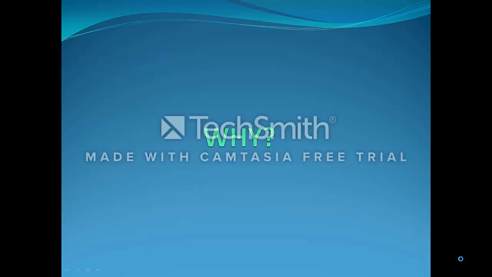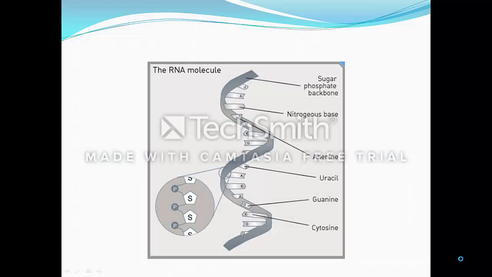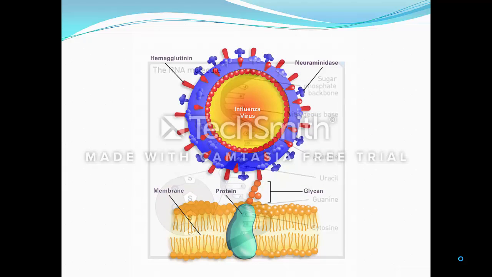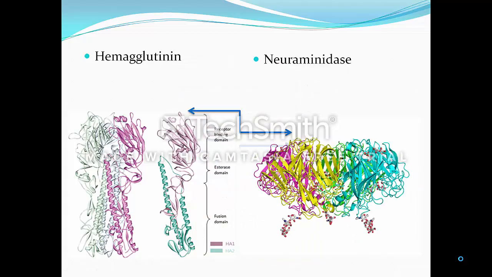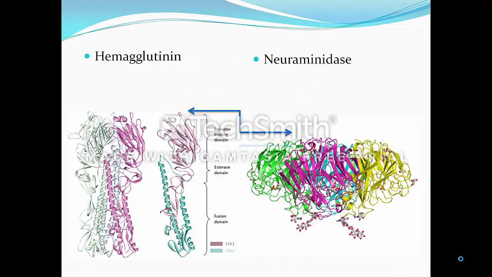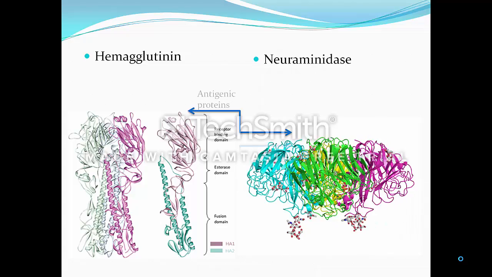So, why do we need an annual vaccine for the flu? The structure of the flu genome for A and B viruses consists of 8 RNA strands, each of which codes for functionally important proteins, such as the hemagglutinin and neuraminidase proteins. Hemagglutinin and neuraminidase are the key antigenic proteins used by the flu virus to infiltrate cells.